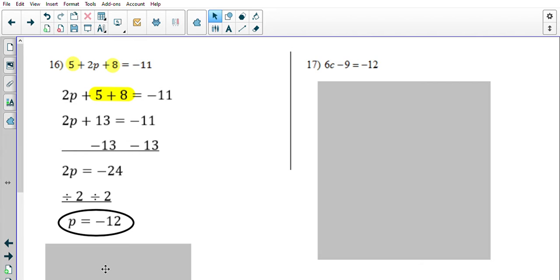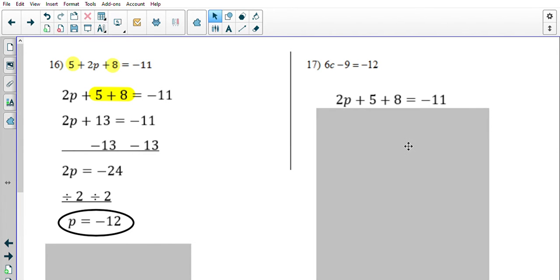All right, let's take a look at number 17. This is just a standard two-step equation, but our solution is going to be a fraction or decimal. So I want to point out that you will sometimes see problems like that, and that's okay. Let's get rid of that subtracting 9, and let's add 9 to both sides.